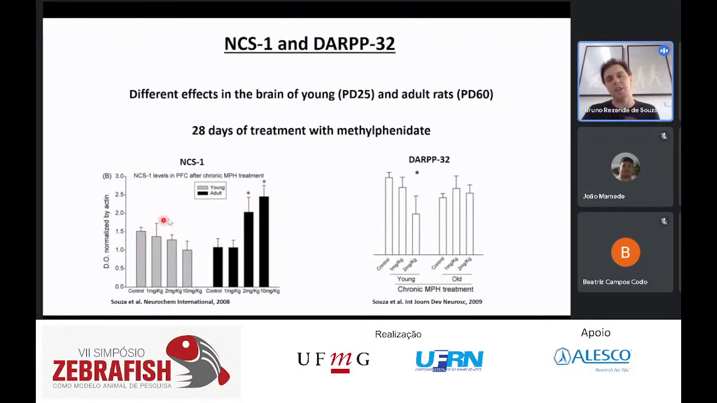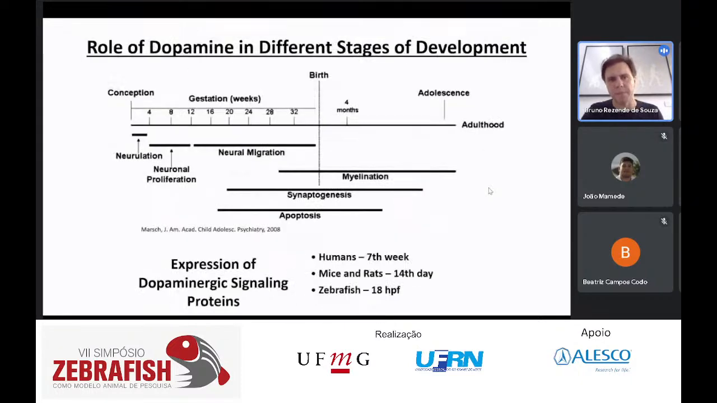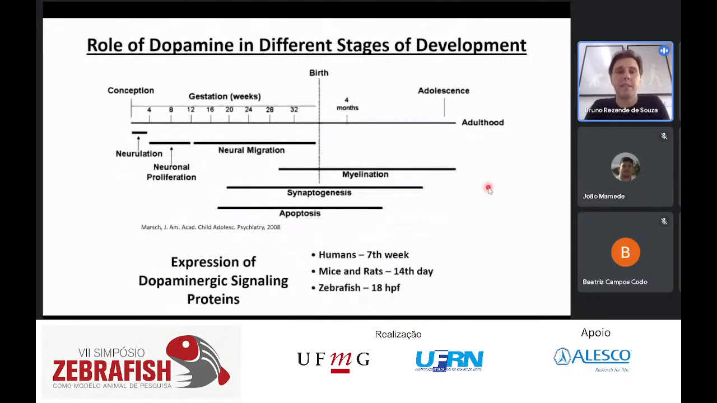And when we look at DARP32 levels, we see a decrease of DARP32 levels with the treatment in young rats, but not in adult rats. And that was the spark in the group when we thought, wait, we're seeing completely different reaction effects in different ages. So why not study DARP32 and dopaminergic signaling in the developing brain? And then we had the following idea.